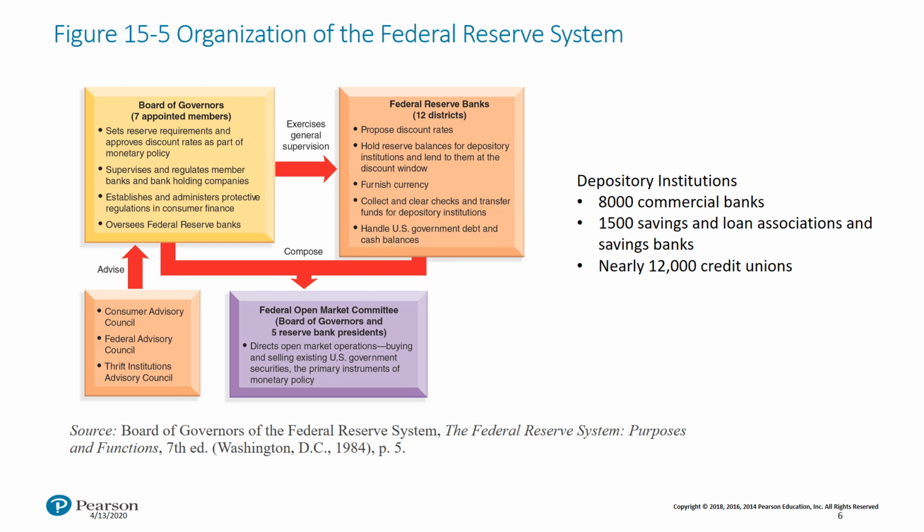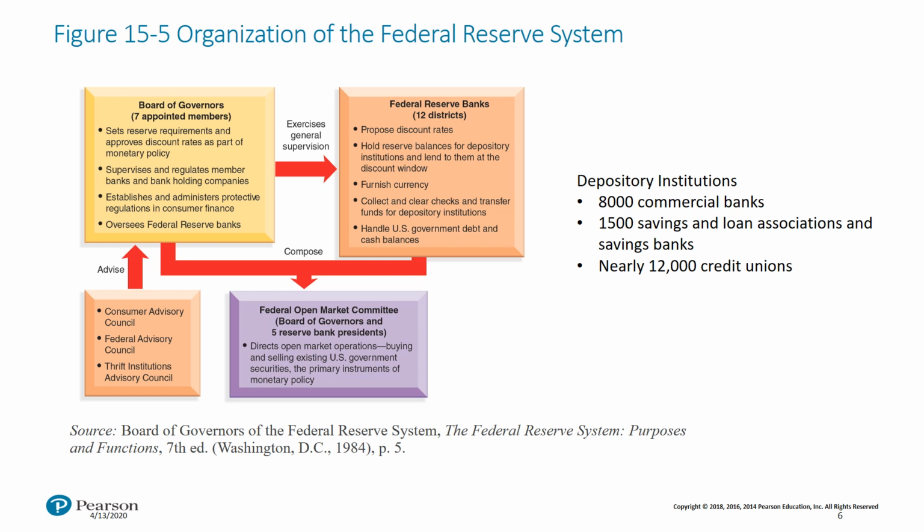There are also the Consumer Advisory Council, Federal Advisory Council, and Thrift Institution Advisory Council, who advise the Board of Governors. The Board of Governors and the Federal Reserve Banks form the Federal Open Market Committee. They direct the open market operations, that is, buying and selling of existing US government securities, the primary instruments of monetary policy.